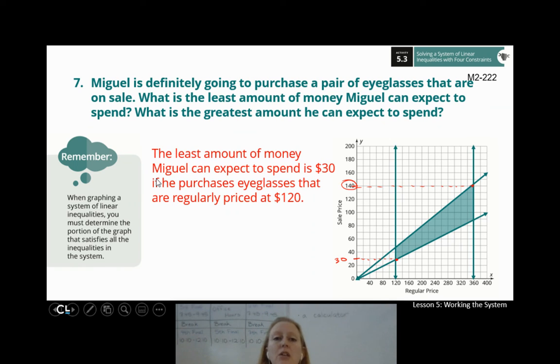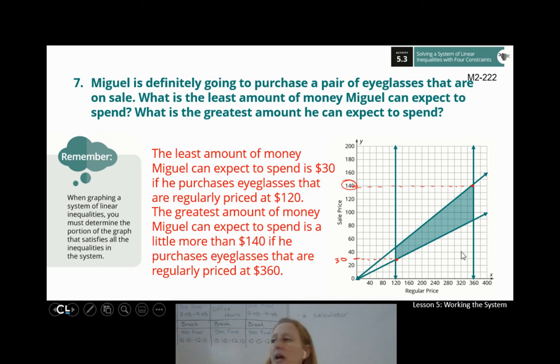So the least amount of money he can expect to spend is $30 if he purchases eyeglasses that are regularly priced at $120. And the greatest amount he can expect to spend is $140 if he buys eyeglasses that are regularly priced at $360. So somewhere a little more than 140. I think it's not quite the highest point, but you get the idea. So again, this just kind of helps him know what budget he's looking at when he goes in.